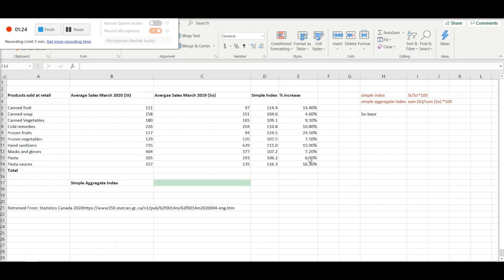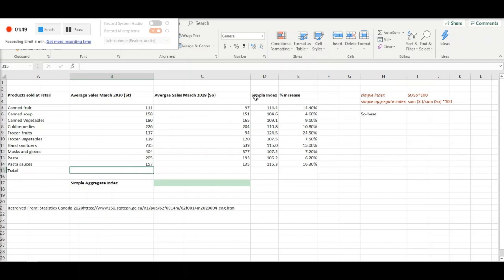Here we found the percentage increase for all the items. For example, masks and gloves increased by 7.2%, pasta 6.2%, pasta sauces 16.3%. In order to find the simple aggregate index, we're going to find the sum for all the average sales in March 2020 for all the items listed, as well as for all the sales for March 2019.